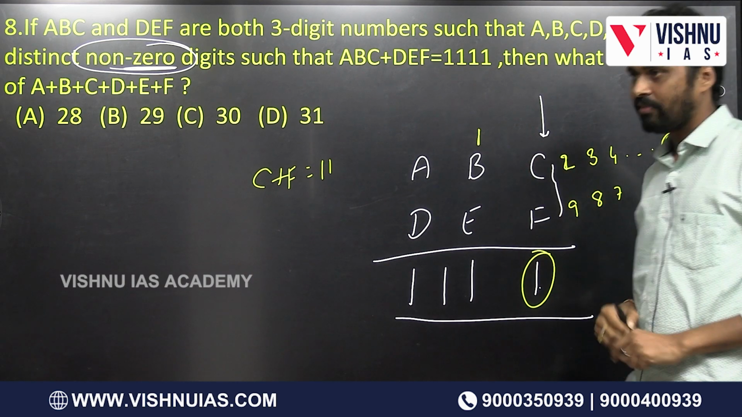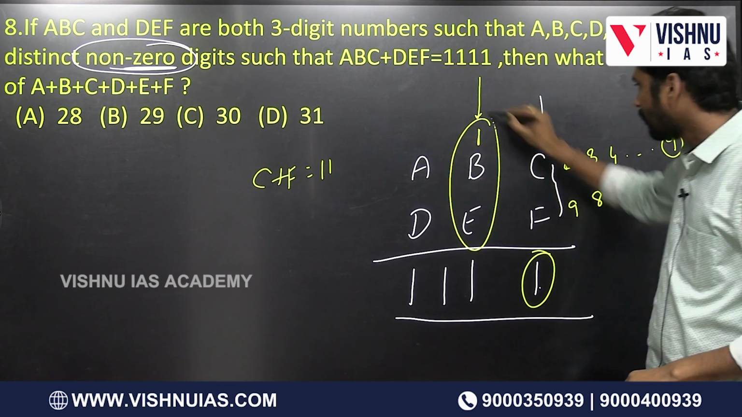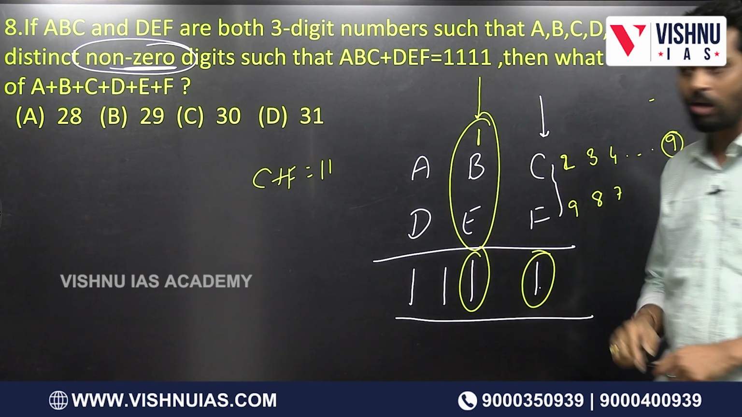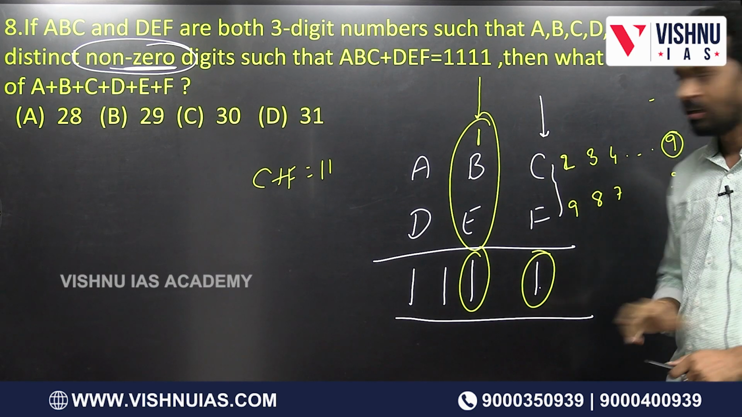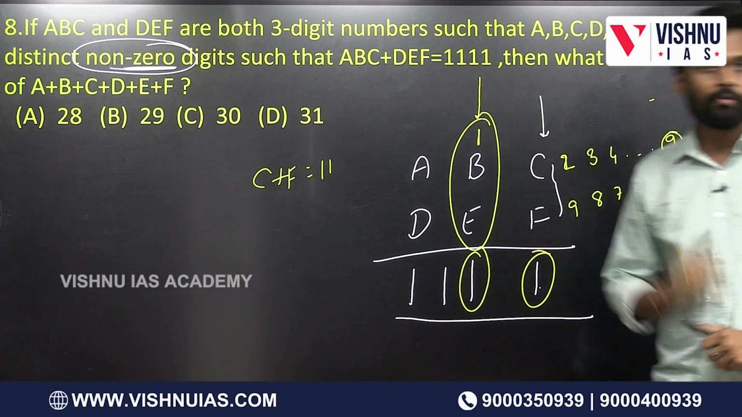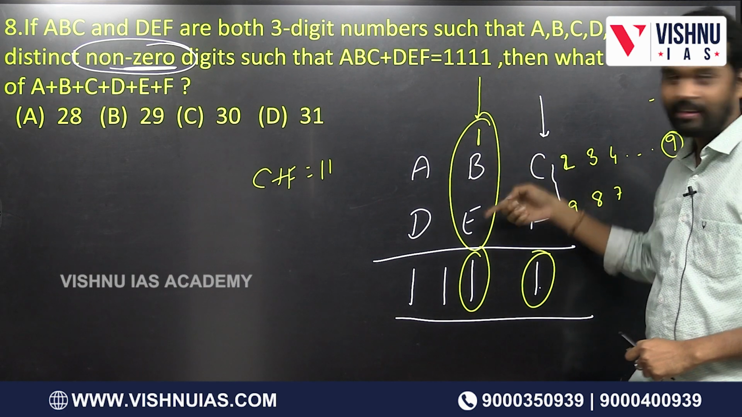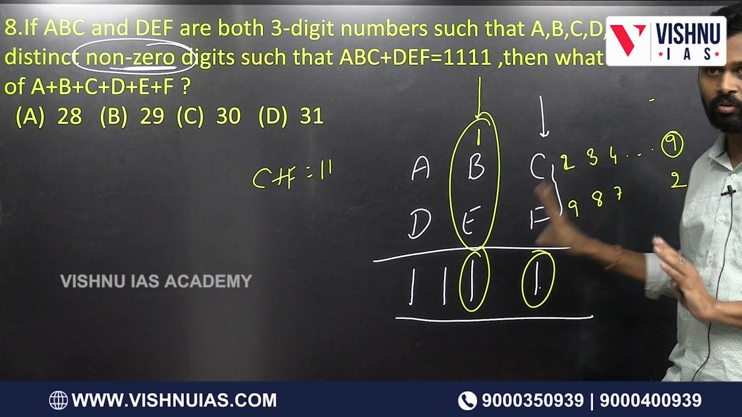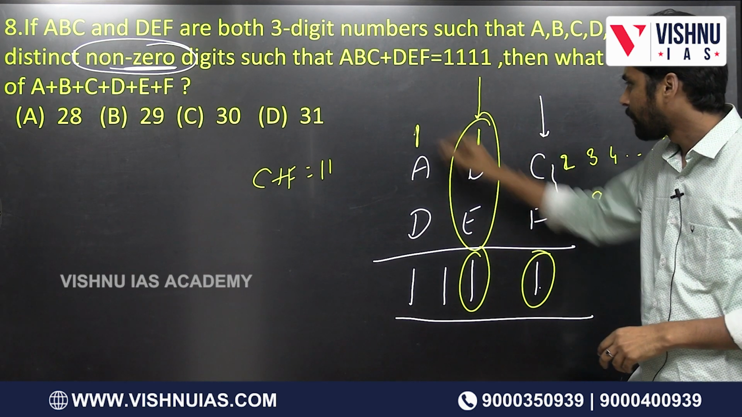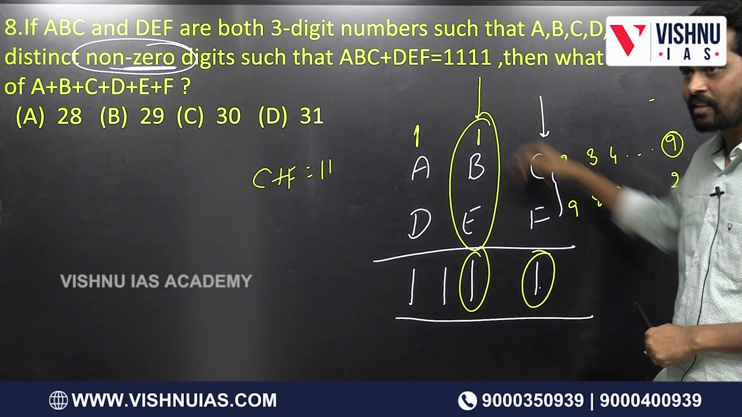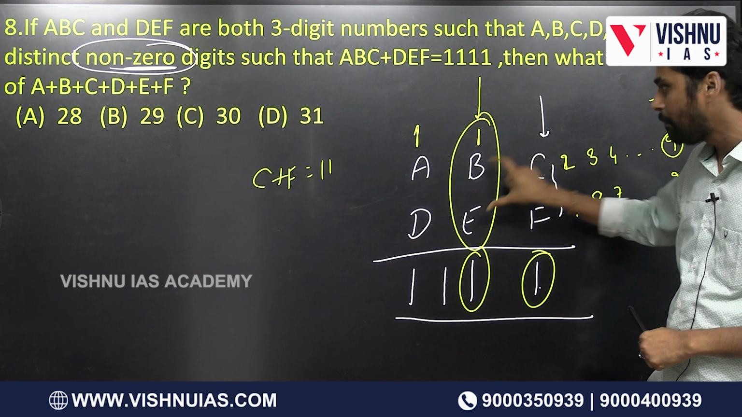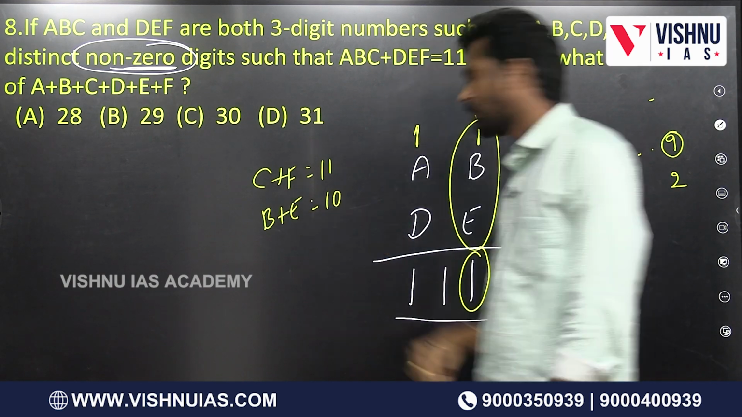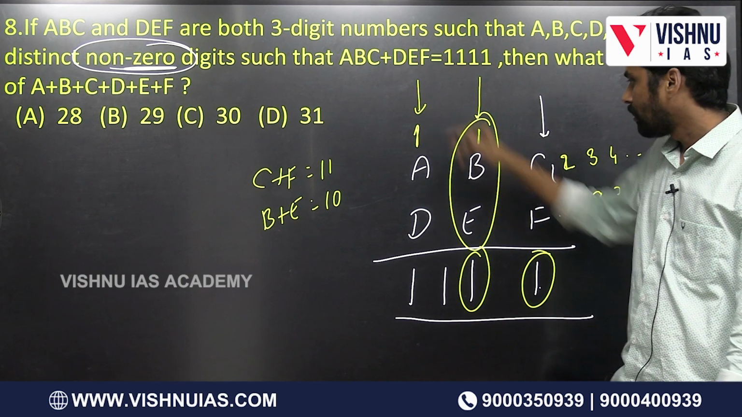And now 1 is carried forward. Now we come to this one. If I add 1 plus B plus E, then I need to get 1, right? You know the normal addition, right? So 1 plus B plus E should be 1. Again, I can't take 0 at these places, which means I will get 11 only. This sum must be 11 only. So 1 is carried forward from here, which means B plus E should be 10 only. So B plus E must be 10, right?